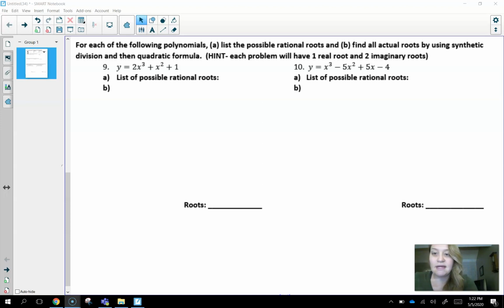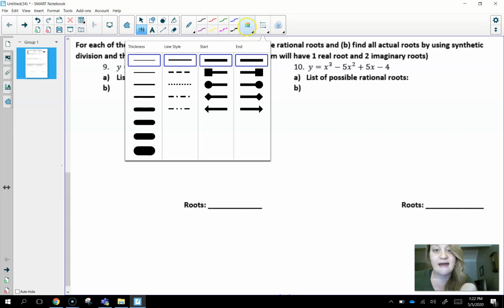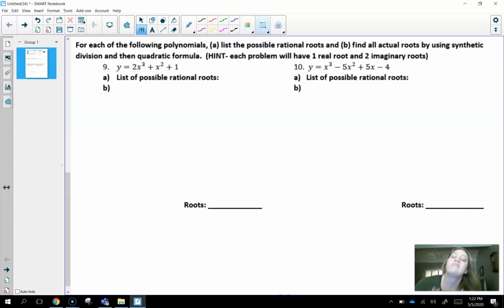All right? So here I have y squared equals 2x cubed plus x squared plus 1. The first thing it wants all of us to do is to list our possible rational roots. So remember, that was our list of the factors of our constant divided by the factors of our leading coefficient. In class, I said P's and Q's, okay? So in the alphabet, P comes before Q. So 2 right here is our P, and Q is our 1.